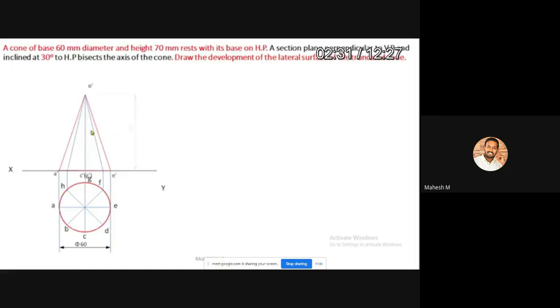Okay, so the 35 mm distance has been selected. So this one. Now you can create the section line with an angle of 30 degree towards HP. So this angle is 30 degree. Now you can create a board line. So the bottom portion should be our truncated cone. So the top portion has to be removed.